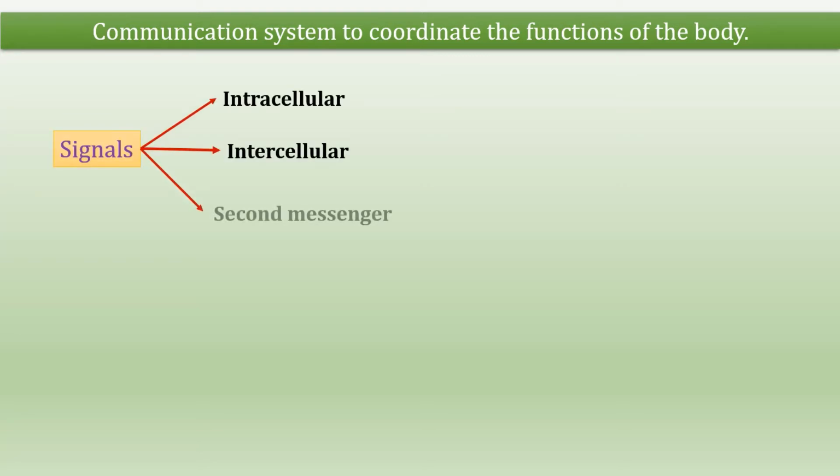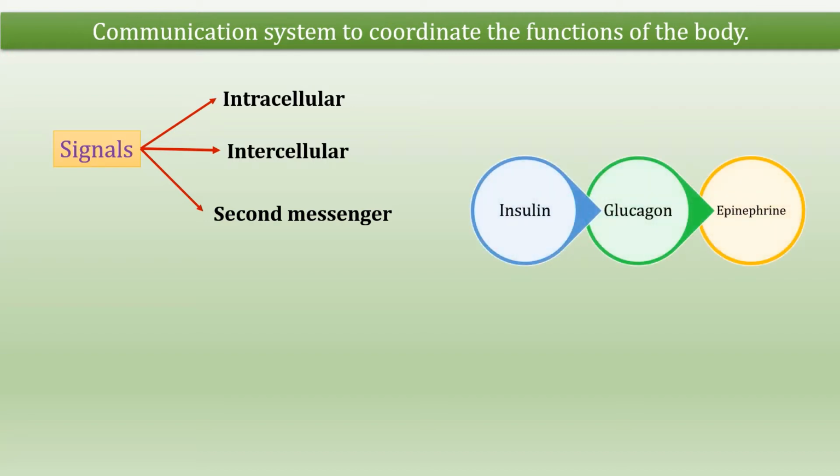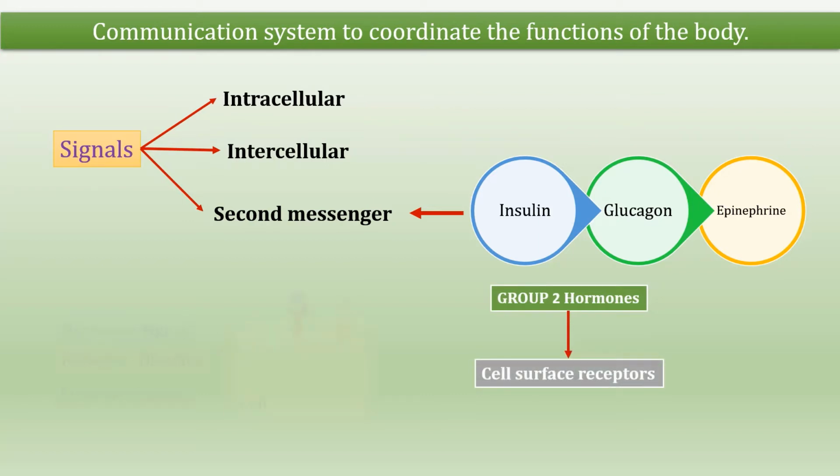A sophisticated communication system exists in the body which coordinates the functions of all the cells through signals. And these signals can be intracellular, intercellular, or through second messengers. In the carbohydrate, lipids, and protein metabolism, the most important route of communication is chemical signaling through hormones. And insulin, glucagon, and epinephrine are the major hormones which play a key role in metabolism of these biomolecules. And these three hormones act through second messenger system. These are the group 2 hormones which act on cell surface receptors.